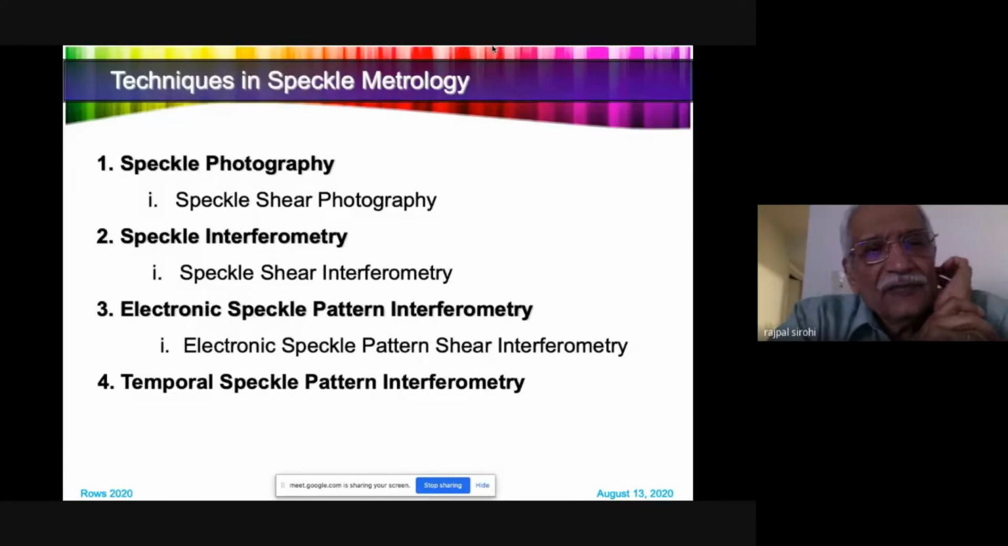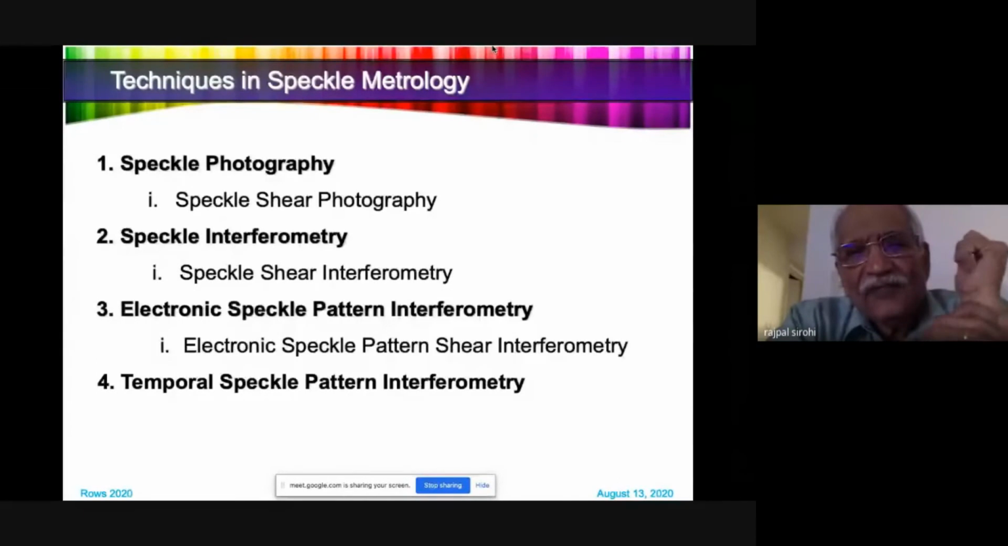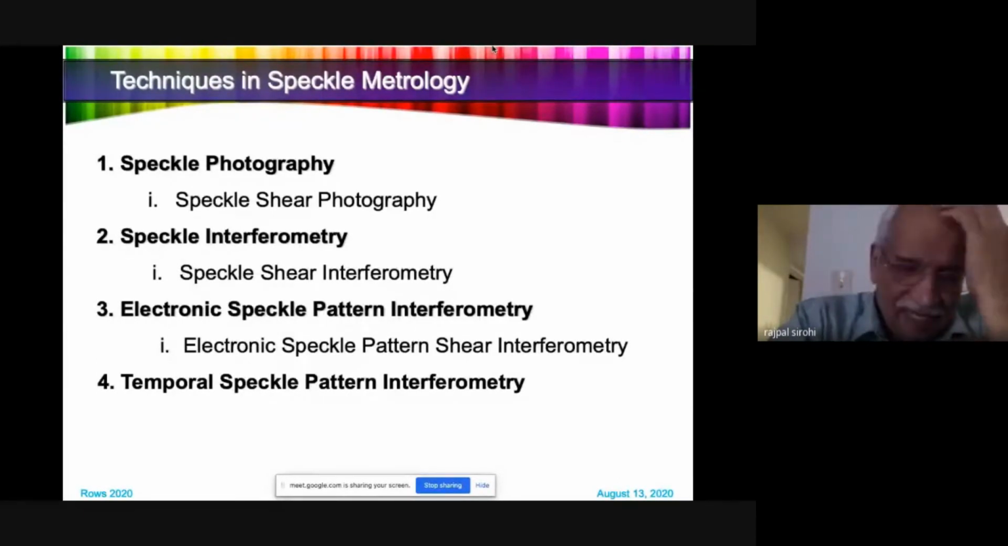The last one actually was developed by a student, Jonathan, at the University of Stuttgart, and what he did, he recorded a series of specklegrams by varying certain parameters continuously.